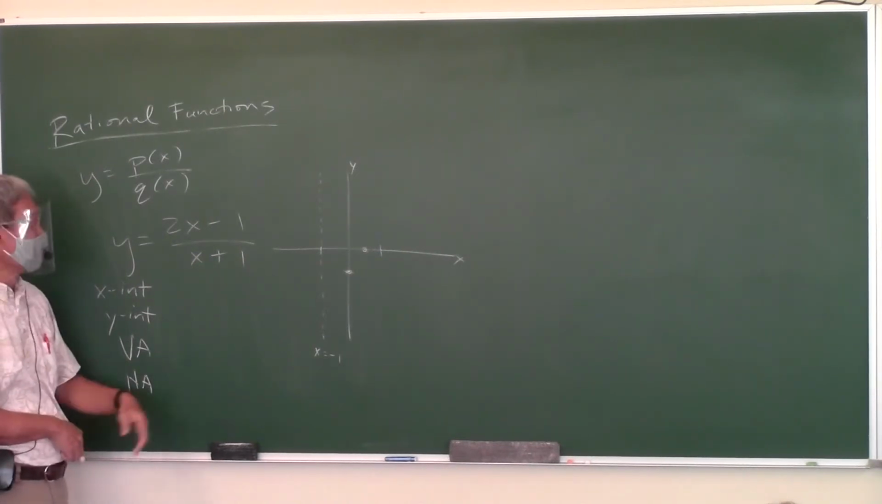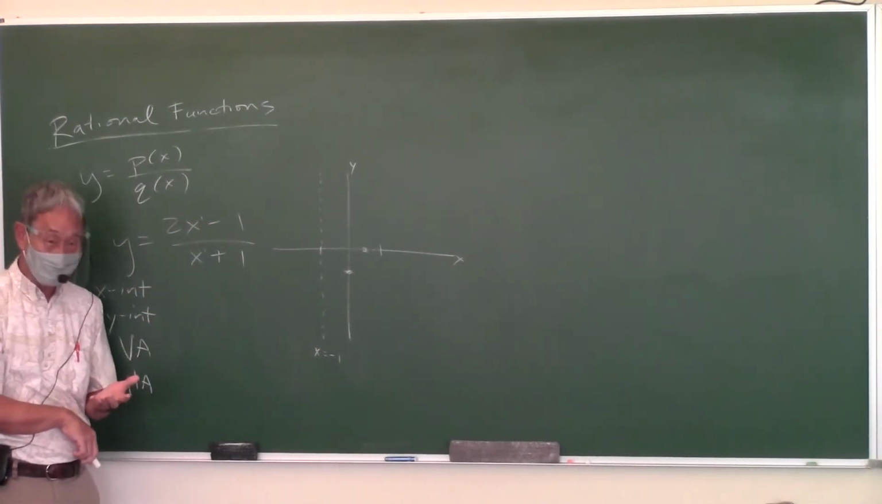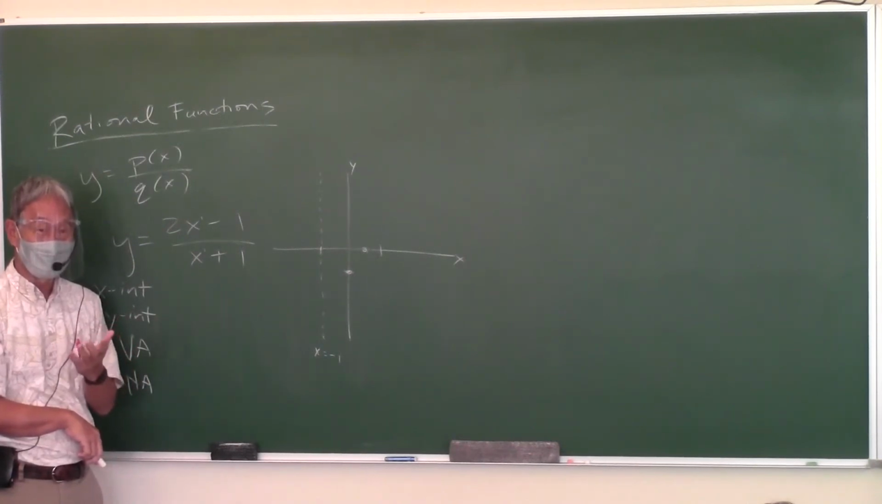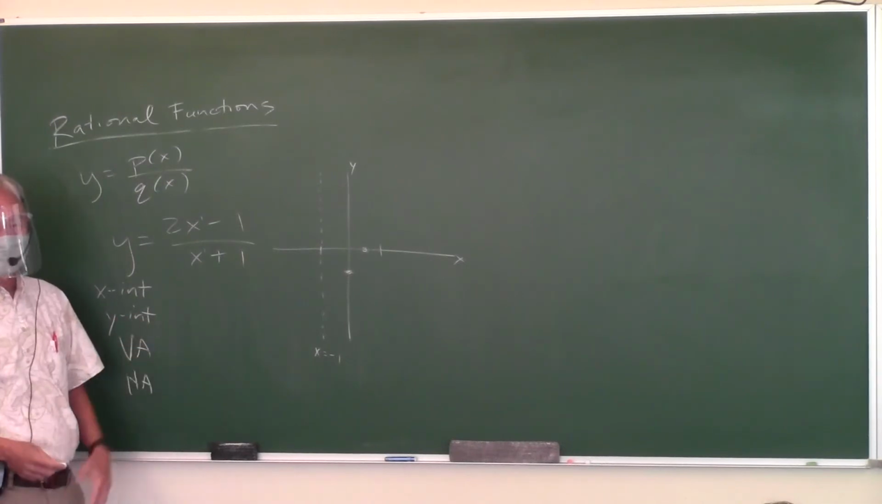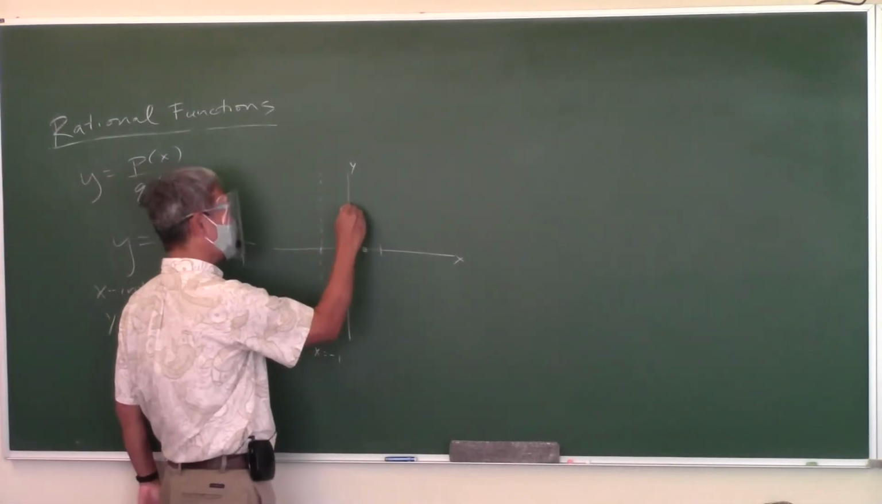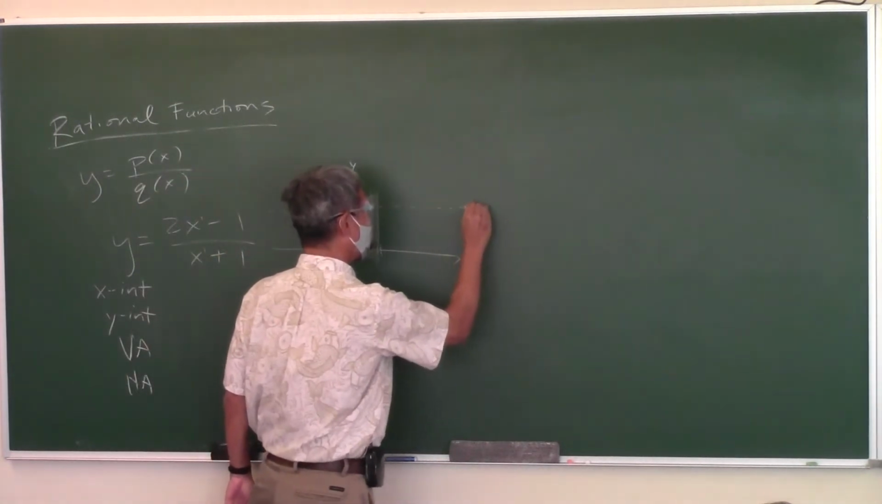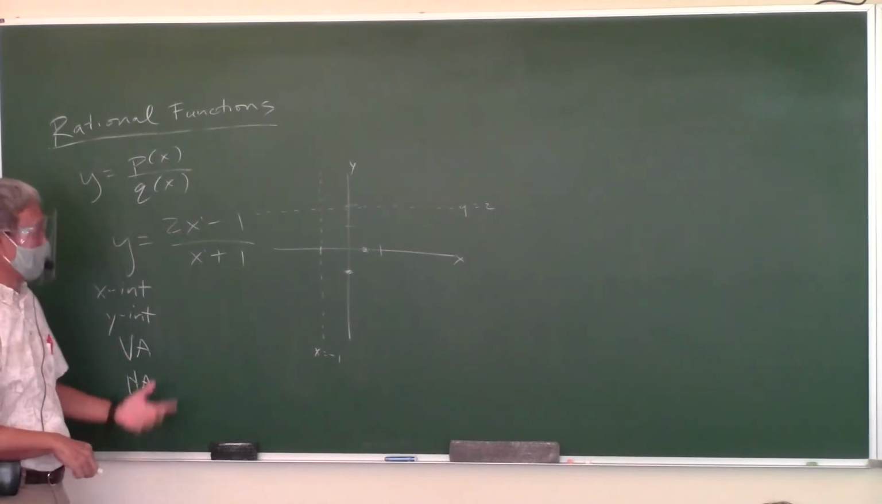It's in the notes. If the degree of the top and the bottom are the same, then you simply look at the leading coefficients. So 2 over 1. That's the horizontal asymptote. So y equals 2 is the horizontal asymptote. Like that. Why is that, Mr. Park? Well, let me show you.